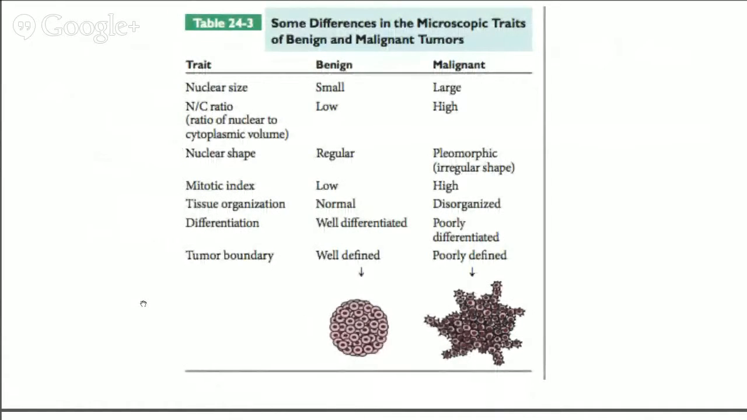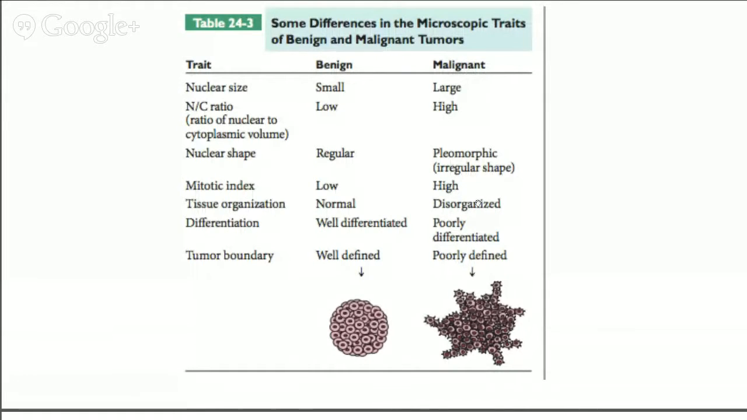So this table just shows some differences between a benign and malignant tumor. As it says, a benign tumor is small, it has a very regular shape. The tissue organization is pretty normal, and as you can see, the tumor boundary is well defined. It's a nice round shape. In contrast, the malignant tumor is large, disorganized, and poorly defined. So you can see it doesn't have a nice round shape as a benign tumor, and you can see how it would grow uncontrollably and then end up with pieces breaking off and spreading.